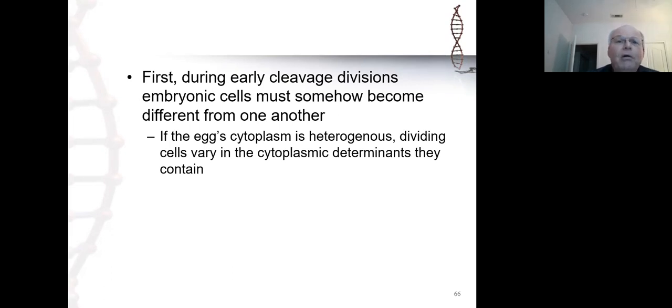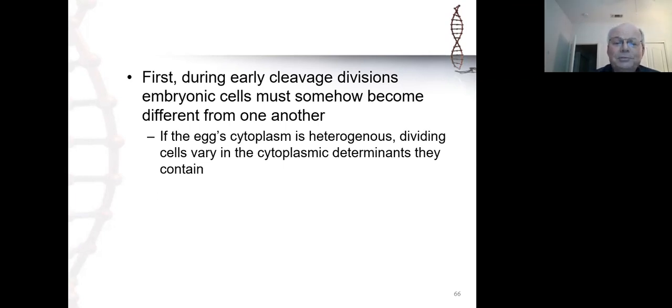So somewhere along the way during the early development of the organism, the embryonic cells have to take on different characteristics from each other. They can no longer be identical. They have to take on some differences. In other words, the cell mass has to become heterogeneous, different types of cells that will follow different developmental pathways and wind up as different types of cells.